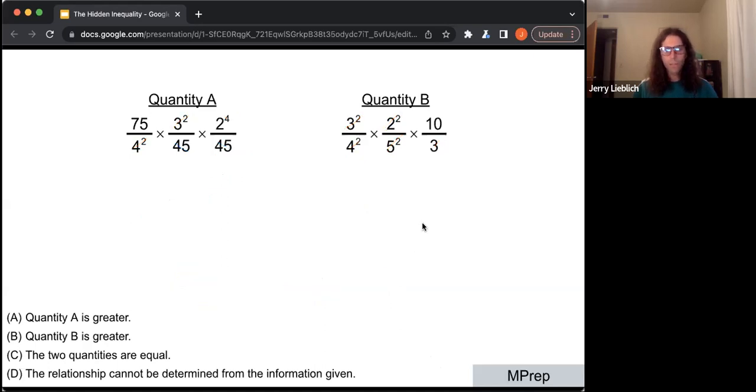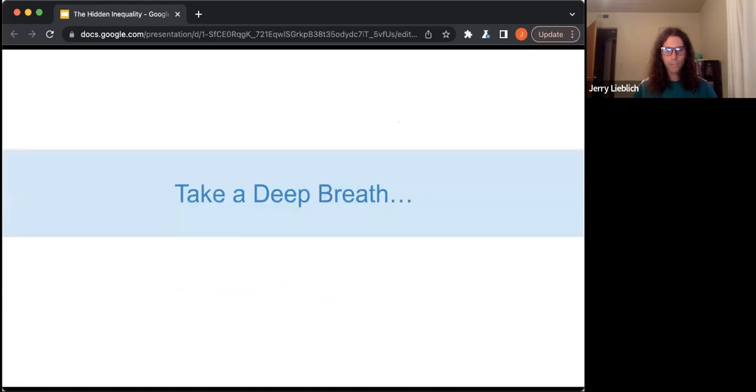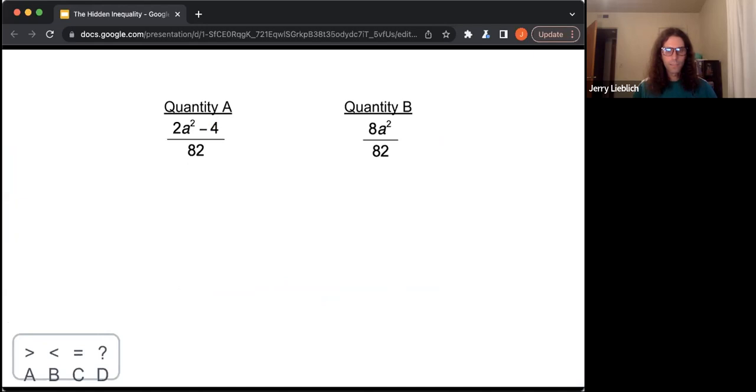So far, all the ones we've been doing have only dealt with numbers. I want to now start introducing variables into this. Send me your answer to this when you have it.